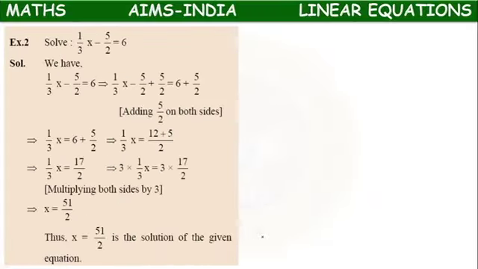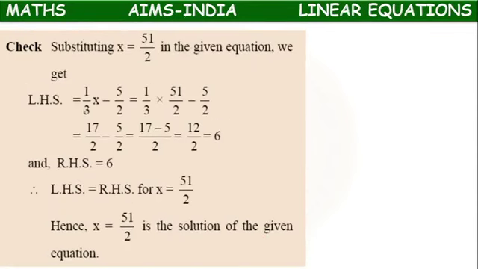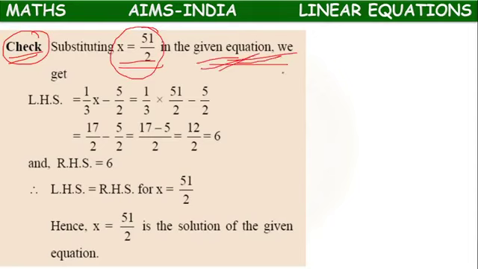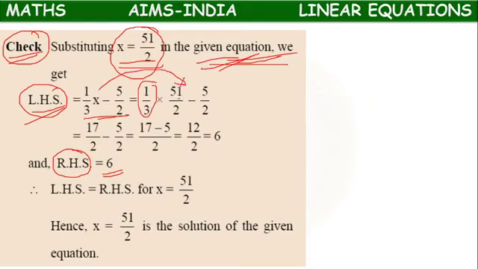We have got the answer. But is it true or false? We can check it by substituting x equal to 51 by 2 in the equation. The equation has two parts, LHS and RHS. What is LHS? 1 by 3x minus 5 by 2. What is RHS? 6. In LHS, 1 by 3 into, in the place of x, we will keep 51 by 2, minus 5 by 2.